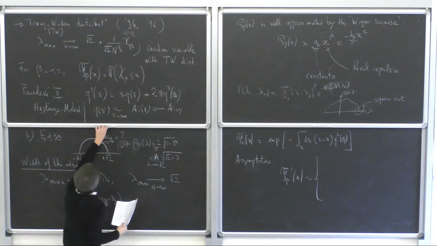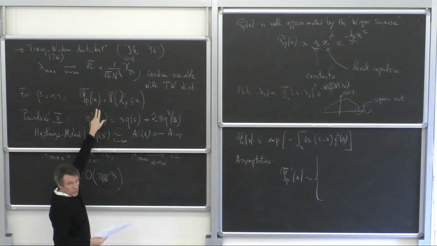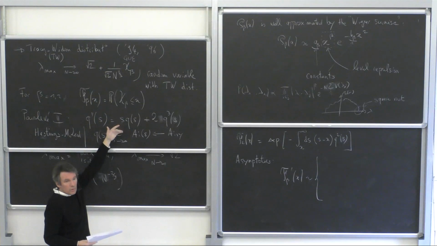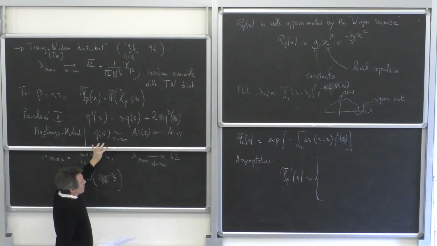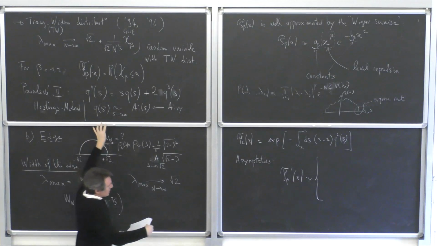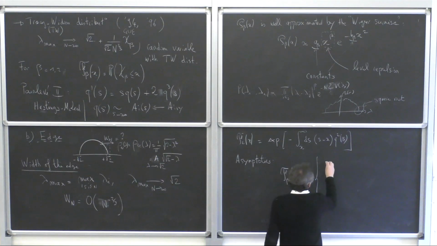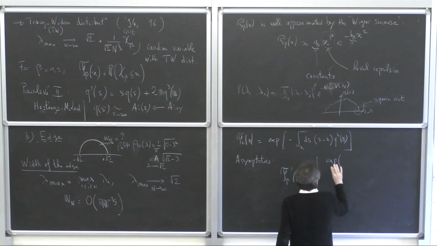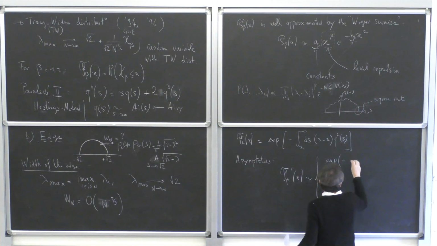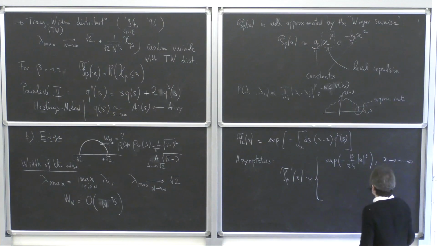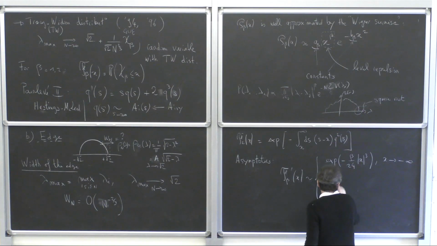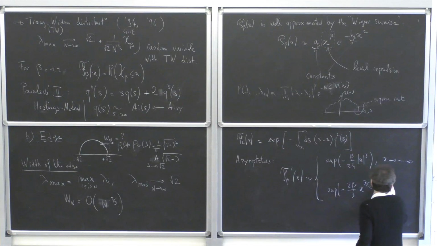Why F prime beta? Because F beta is a cumulative distribution, so its derivative is the probability density. That's an object which is maybe easier to look at. The tails are actually quite asymmetric. These are exponential equivalents: on one side, it is exponential of minus beta over 24 x cubed when x goes to minus infinity, and on the other side, it is exponential of minus x to the power 3 over 2. So it's pretty much asymmetric.